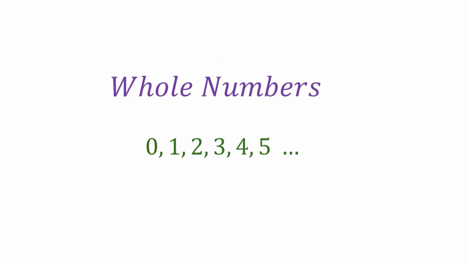And if you add 0 to it, it's a different set of numbers. It's what you call the whole numbers. So whole numbers include the natural numbers. The natural numbers are a subset of the set of whole numbers. You just simply add 0, and that's the whole numbers already.